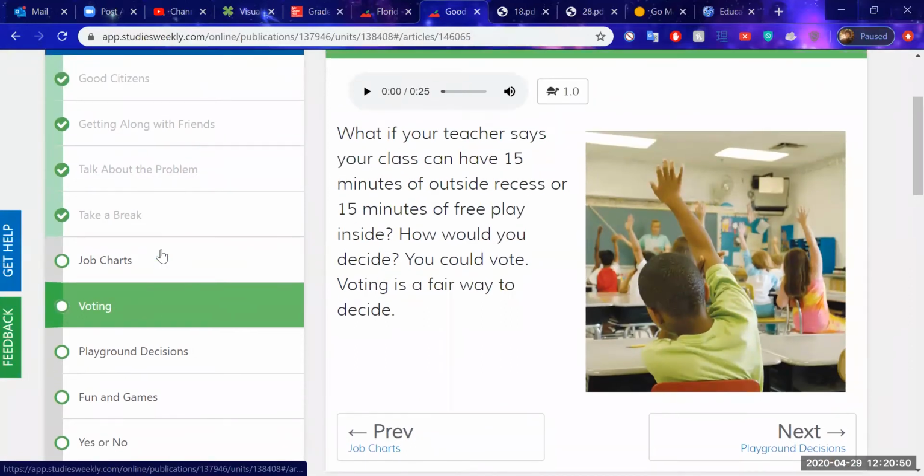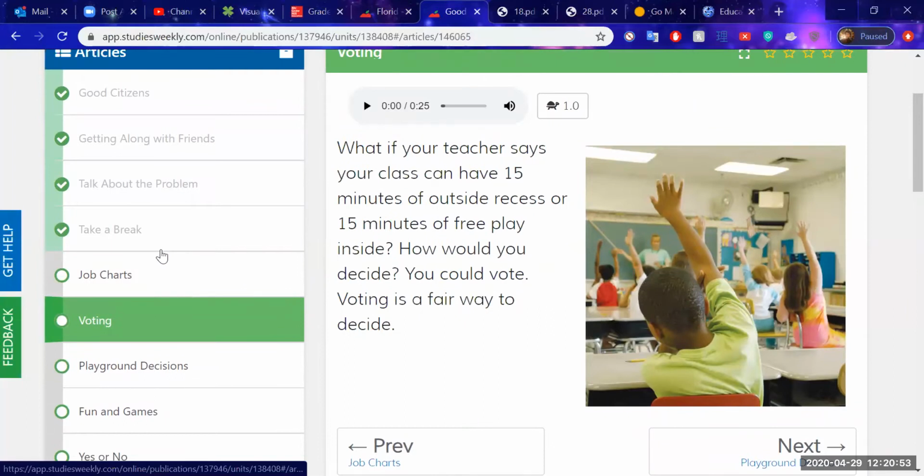Now I want you to look at this picture. Remember earlier in the week, we discussed if your teacher said that you could either have 15 minutes of outside playtime or 15 minutes of inside playtime, how could your class decide what to do? It's similar to when we would work to earn the letters for awesome. It's similar to how we would decide what we would win if we got all of our letters. Remember, we had several options. Like, for example, we could either play with Legos and blocks inside, we could have a dance party, or we could have popsicles. And we did something to decide that we would earn popsicles.